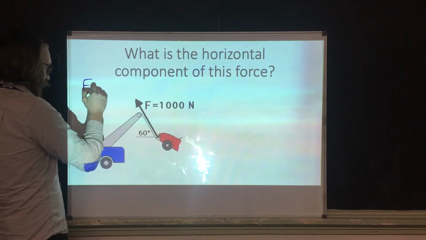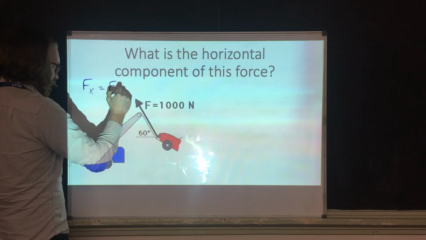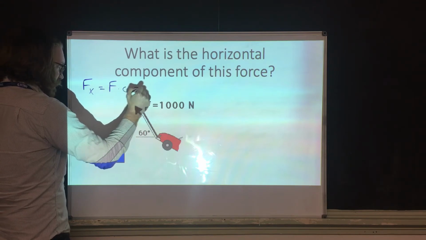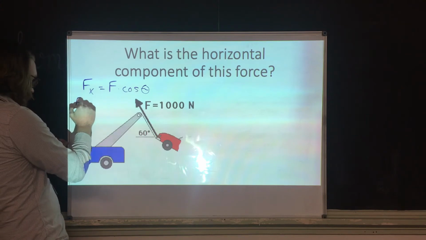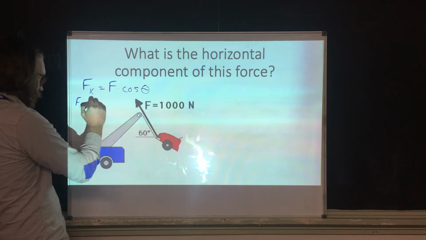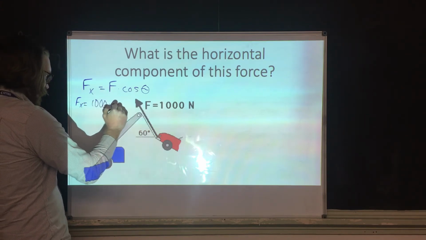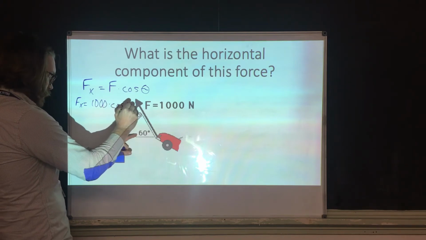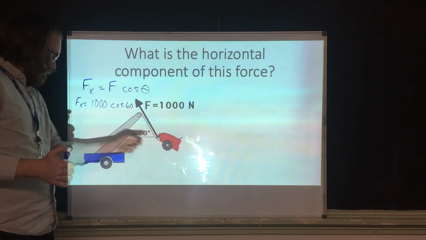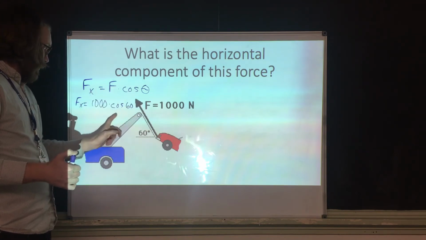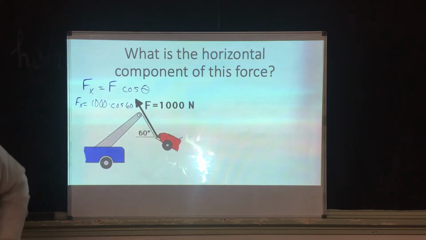The horizontal component is Fx, which is equal to F times the cosine of the angle, all right? So to find Fx, we're going to take the total force, which is F, which is 1,000, times the cosine of 60. That's it. You take the total force, and if you want the horizontal, use the cosine. So let's find this out.